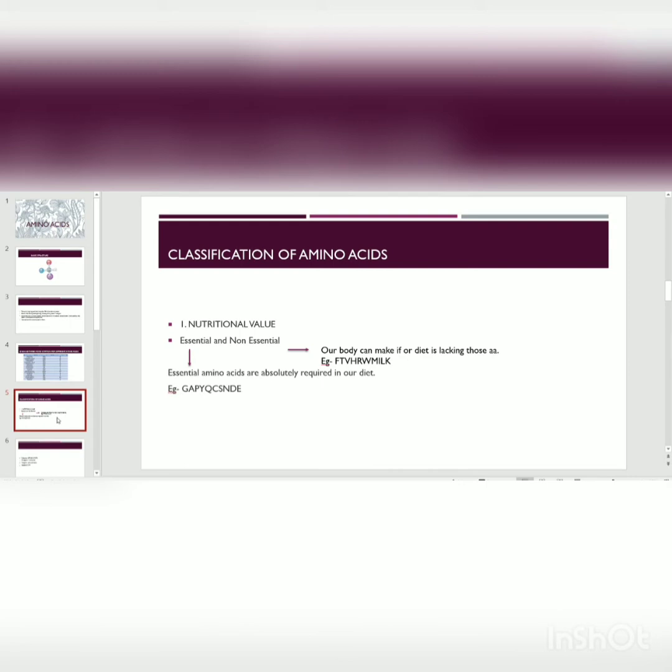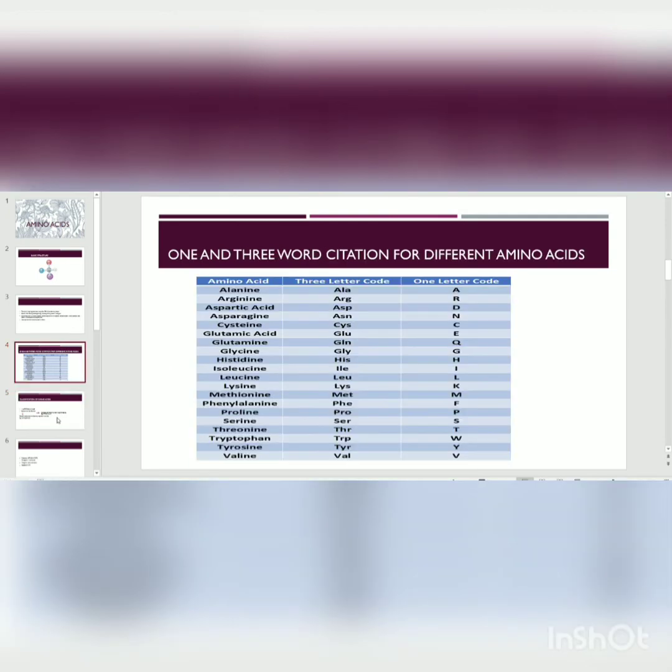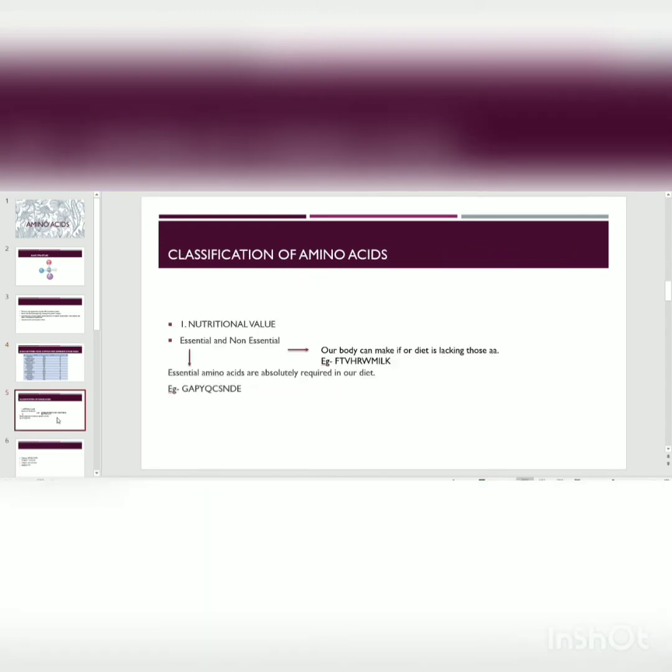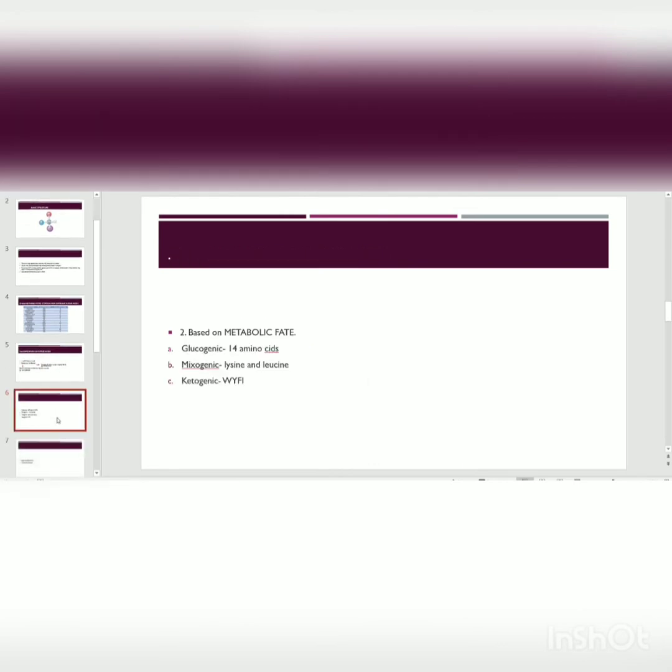जैसे मैंने अभी बताया था कि one-letter code different होता है कुछ amino acids का, ऐसे यहाँ पे threonine के लिए हमने T use किया है और इधर हमने tyrosine के लिए Y use किया है. I can show you again. Here it is threonine, it is T for threonine, and for tyrosine it is Y, right? You understand? So moving on to next classification, that is based on the metabolic fate.